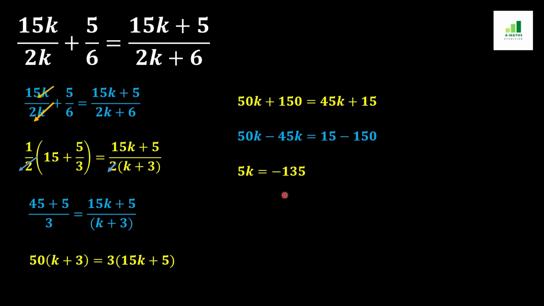Now in the next step, this 5 will divide this minus 135 value, and after dividing this 135 by this 5, we will get k equal to minus 27, and this is the value of k for this expression.